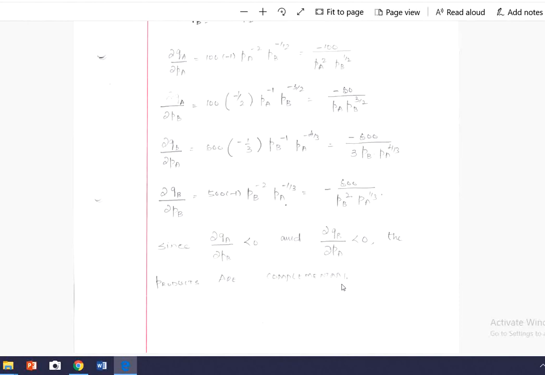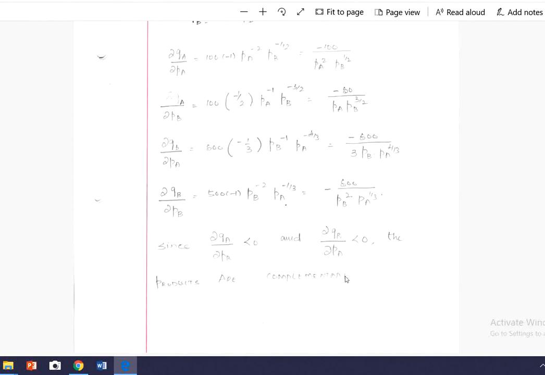Now you may have a question, what about if it is greater than 0? If dou QA divided by dou PB is greater than 0, and dou QB divided by dou PA is greater than 0, then it is called competitive products. Listen carefully. If it is less, then complementary. If it is greater, then it is competitive.